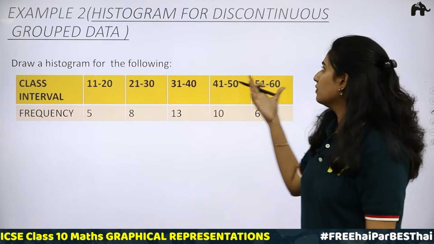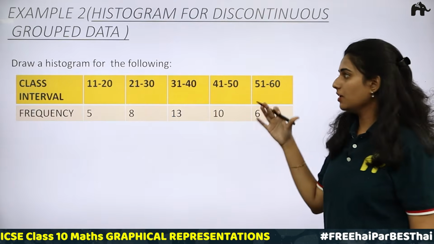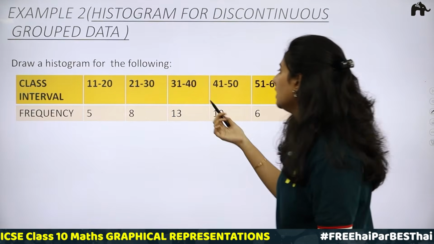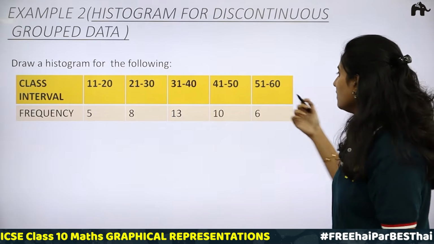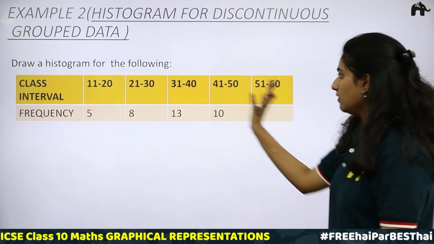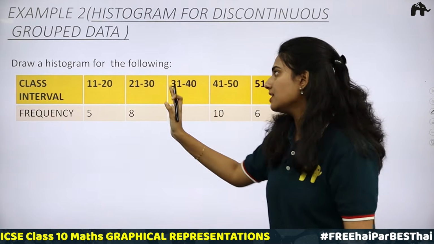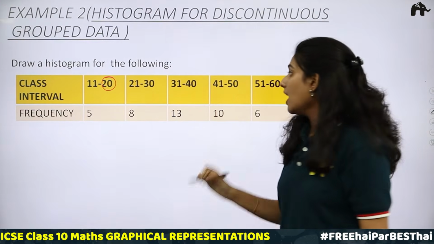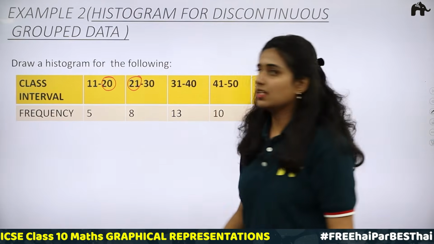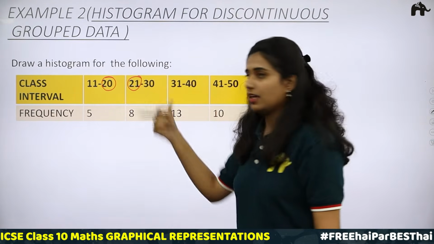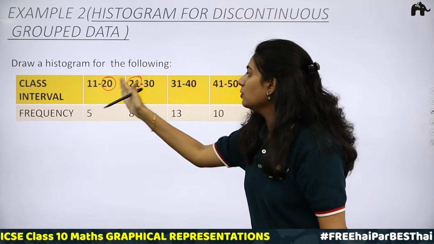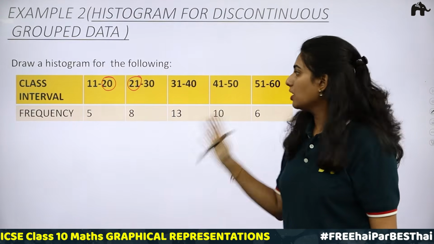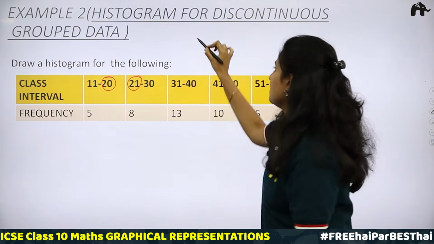Let us take an example for discontinuous group data, and we are going to draw a histogram. Class intervals are given: 11 to 20, 21 to 30, 31 to 40, 41 to 50 and 51 to 60. When you check these intervals, it is clear that it is discontinuous. Here the upper limit of the first interval is 20 and the lower limit of the second interval is 21, which are different. So we have to make the upper limit of the first interval and the lower limit of the second interval equal. What can be done? We have to find the adjustment factor.